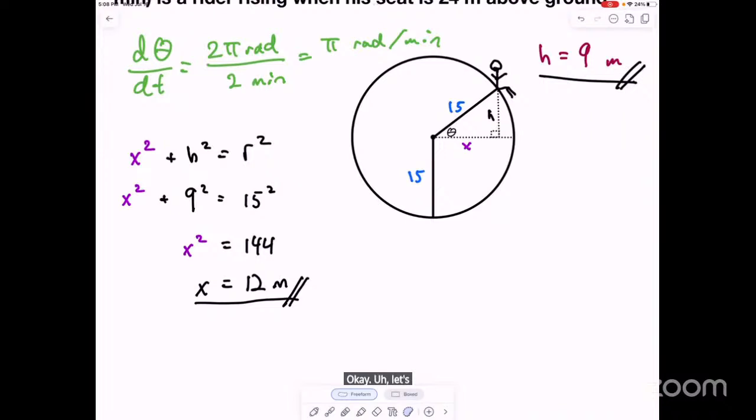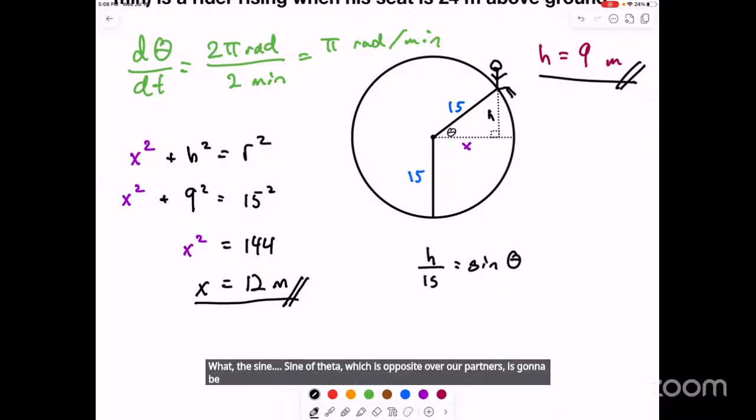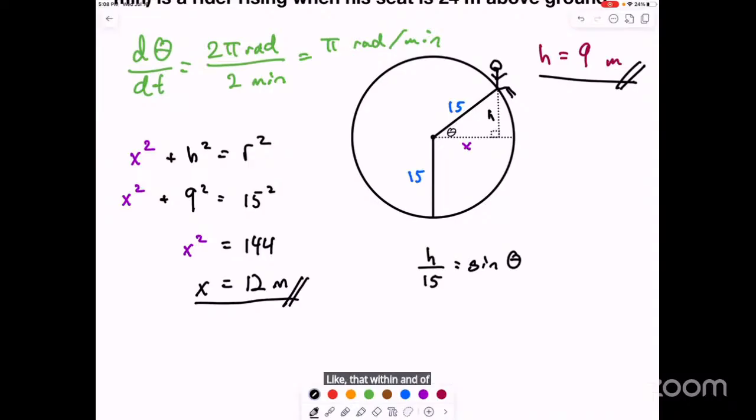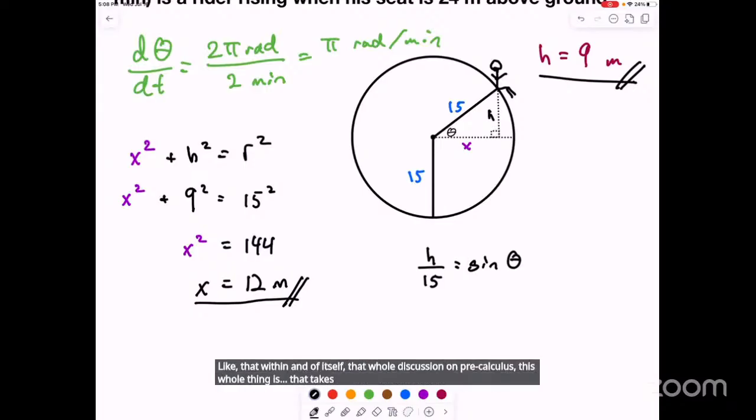Let's see. So h, so then what we would do is let's consider what the sine of theta, which is opposite over hypotenuse, is going to be h over 15. That's a whole pre-calculus thing. It goes deep. That whole discussion on pre-calculus takes a while.